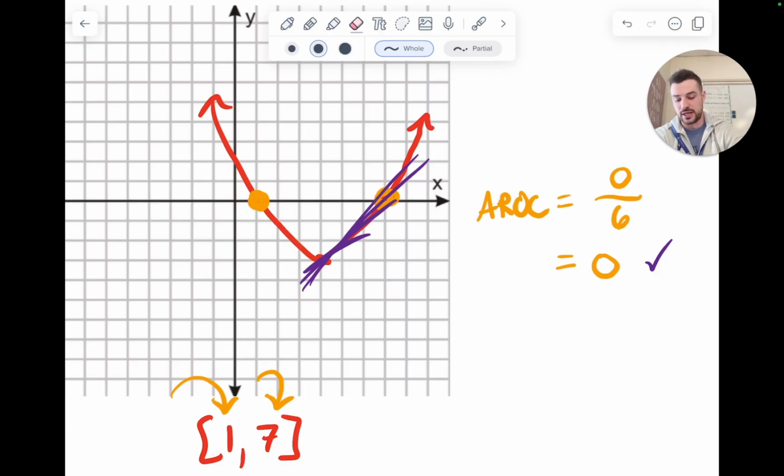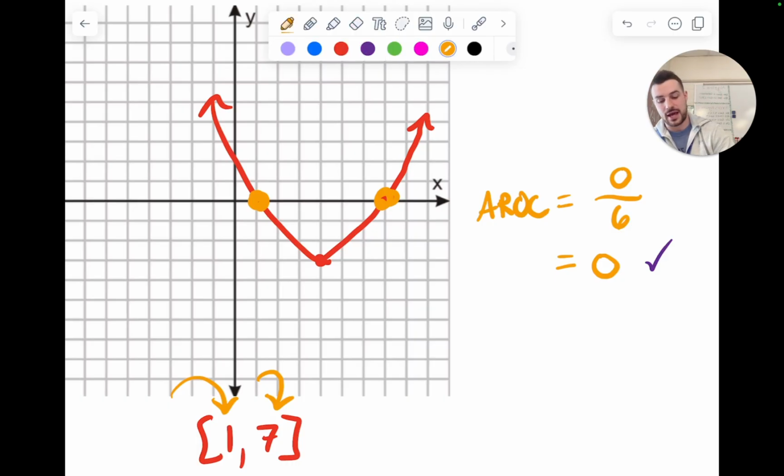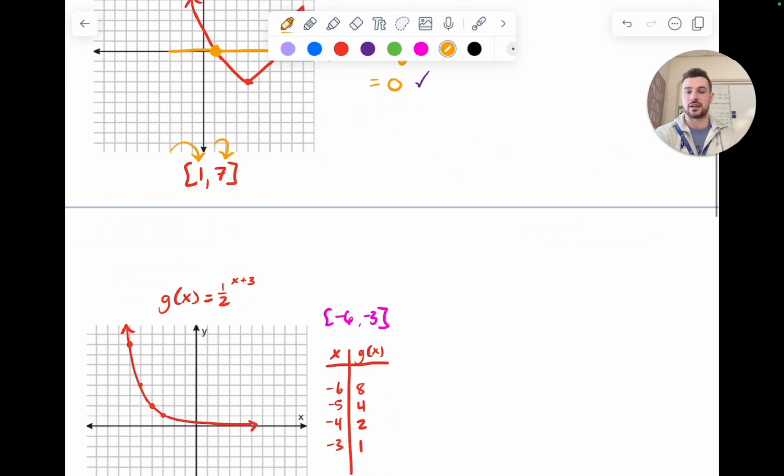All right, so it's pretty easy to find the average rate of change for any function when we are given their graph. All we have to do is put points on the x values we are interested in, draw a line to connect them, and then find our rise over run values. Let's take a look at a new example.